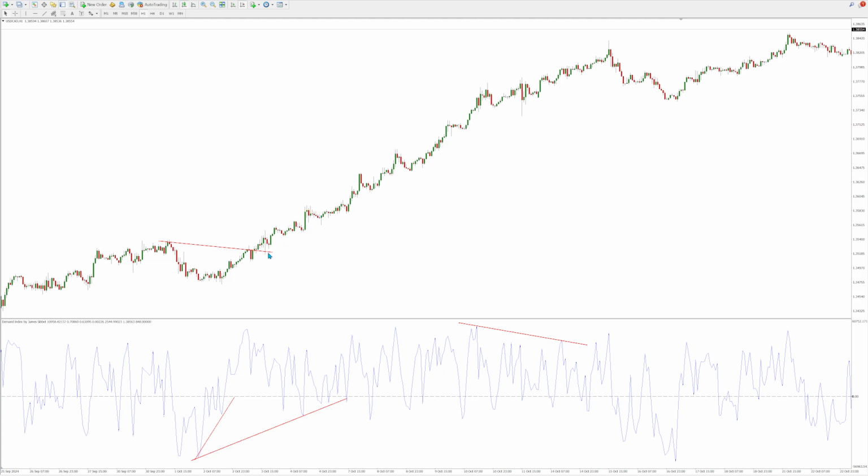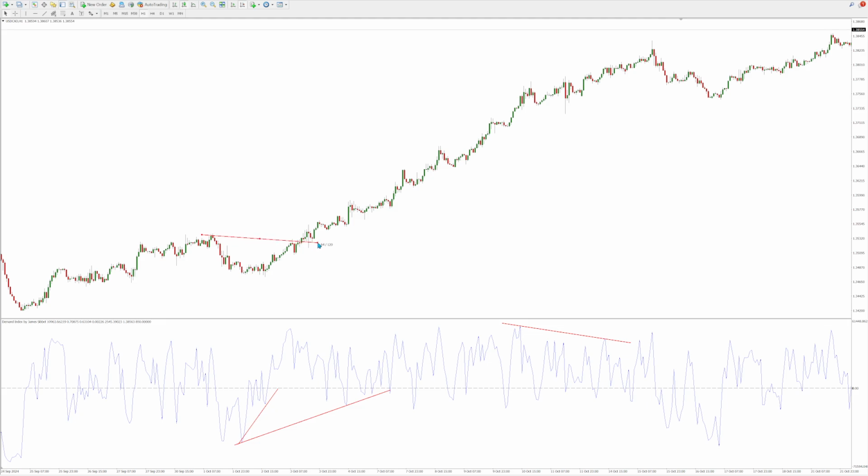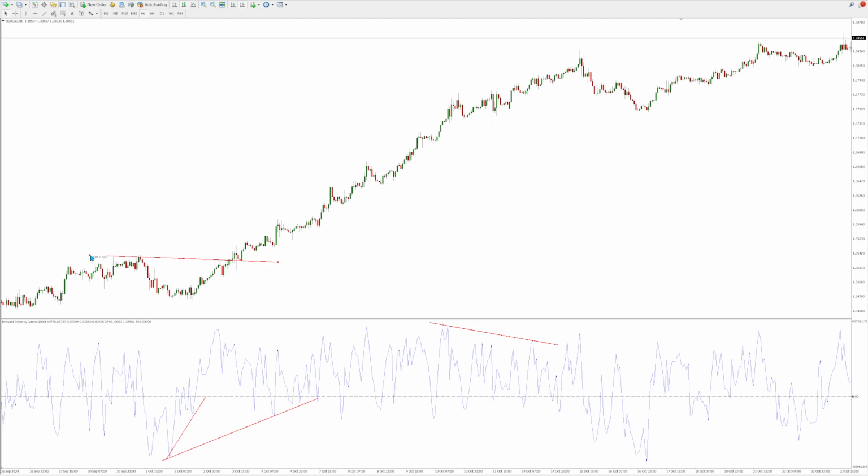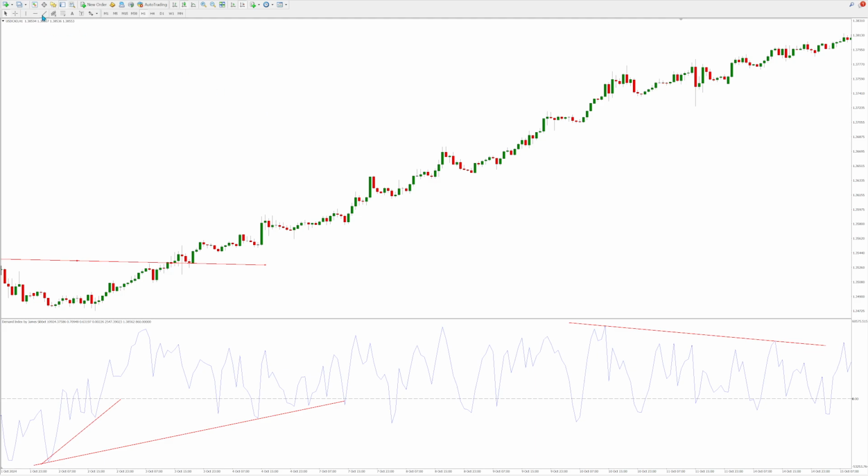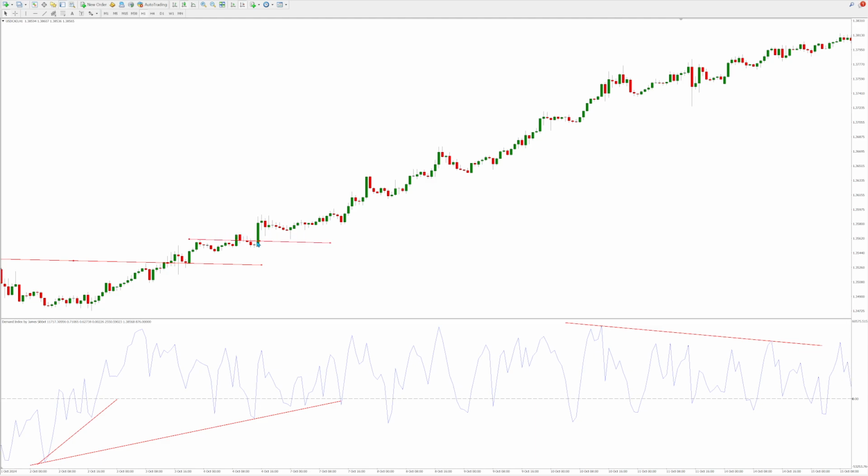This is as important, in my opinion, as your entries. Let's just say we took our entry, where are we looking at? It comes up here, has a nice pullback, and the breakout there. Resistance becomes support. Arguably we could have even been in earlier, around here somewhere.